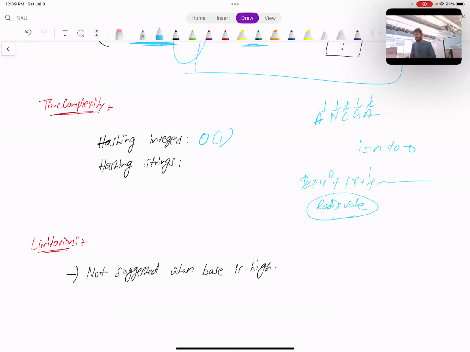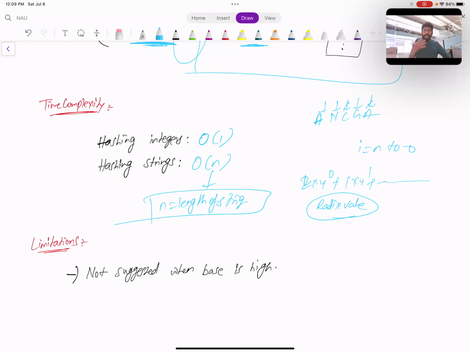Now, what is the time complexity here? Because we found the radix value by picking each and every character. Assume n is the length of your string. You traverse the entire length of the string. So the time complexity for hashing strings is big O of n, where n is the length of the string. It varies. If your string length is 1, it is big O of 1. If your string length is some 2 billion, then it is that large. So it depends upon how many characters there are.